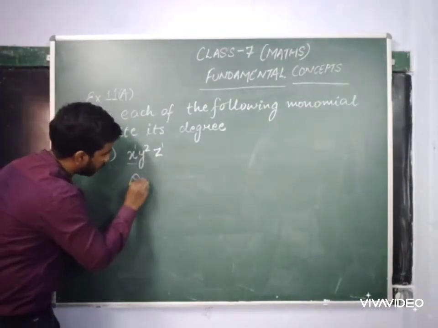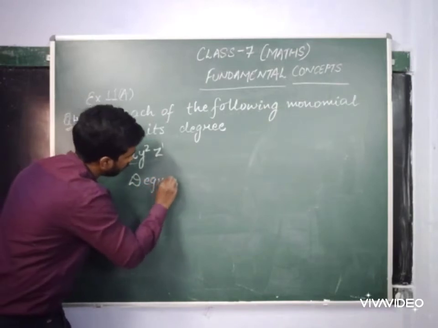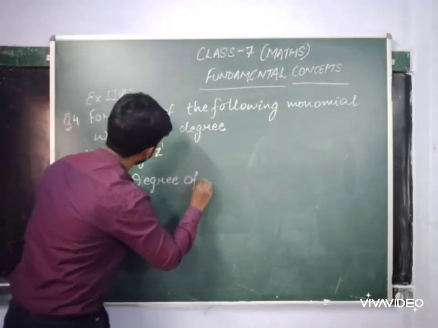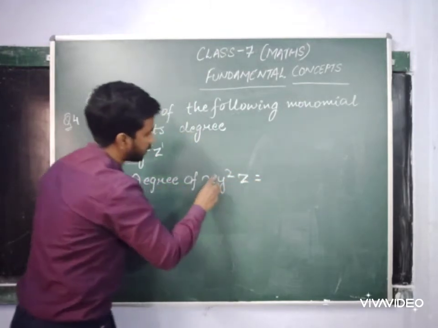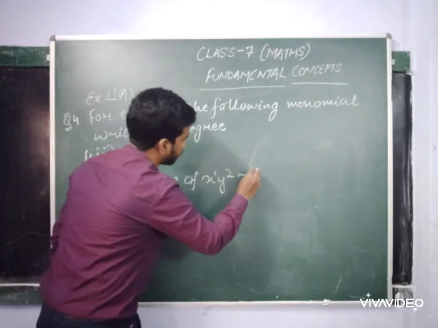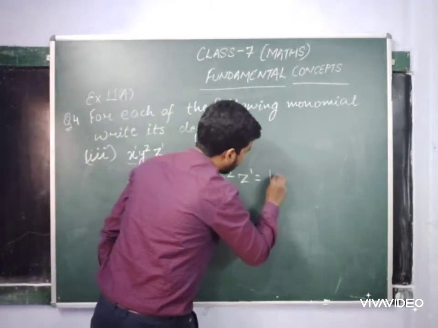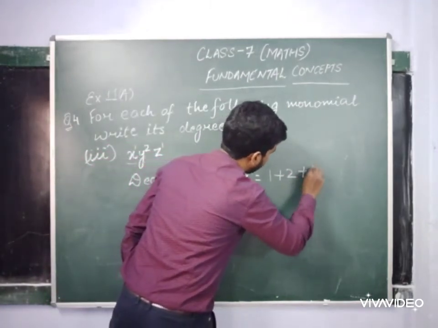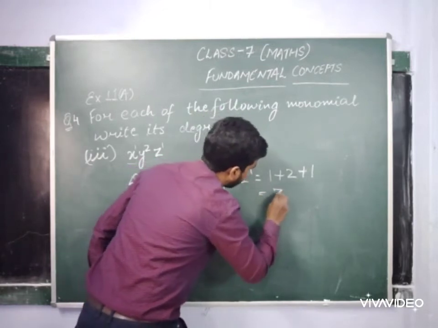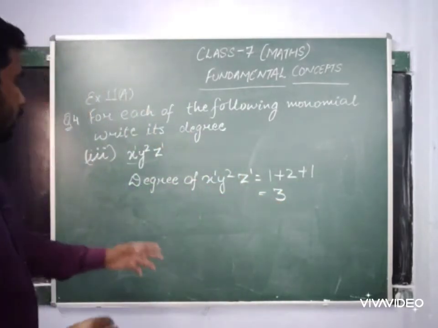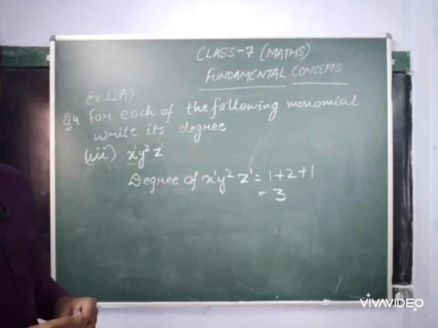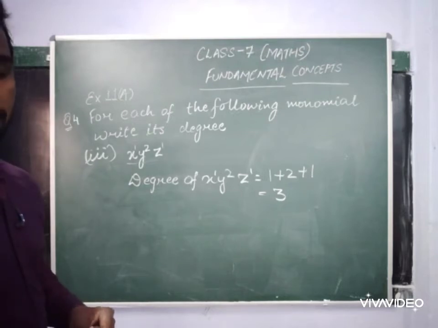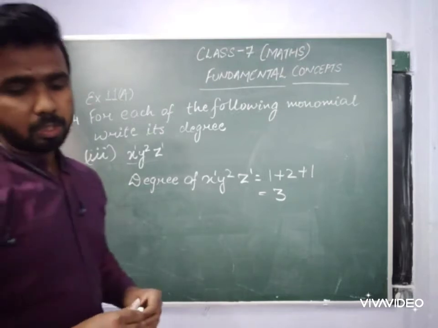So the degree of x, y square, z will be the sum of the exponents, and that is 1 plus 2 plus 1, that is 3. So 3 is the degree of x, y square, z. Take a look. Now we will move on to the next part.